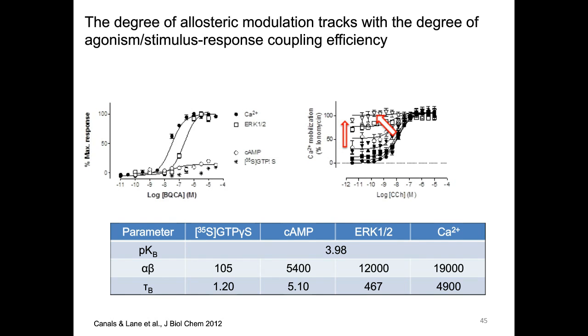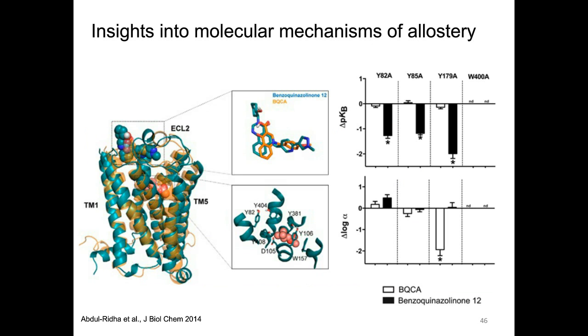We then wanted to get some insights into where this molecule BQCA and a higher affinity derivative of this compound might be binding. So using radioligand binding experiments, along with the analytical methodologies we've described, we're able to identify residues in the extracellular domain of the muscarinic M1 receptor that contribute to both binding and transfer of cooperativity to the orthosteric site. In particular, stacking interactions with a tyrosine in extracellular loop 2 and a tryptophan at the top of TM7, so that's tyrosine 179 and tryptophan 400, were particularly important in the binding of this allosteric ligand.